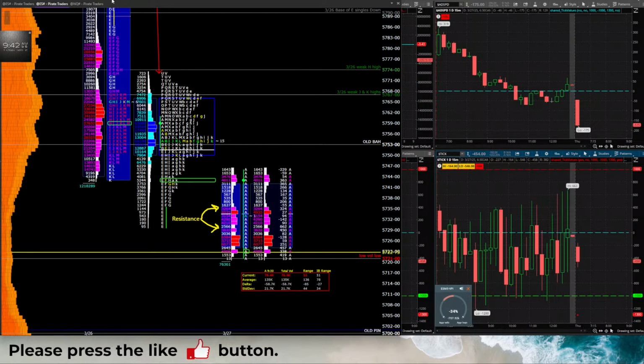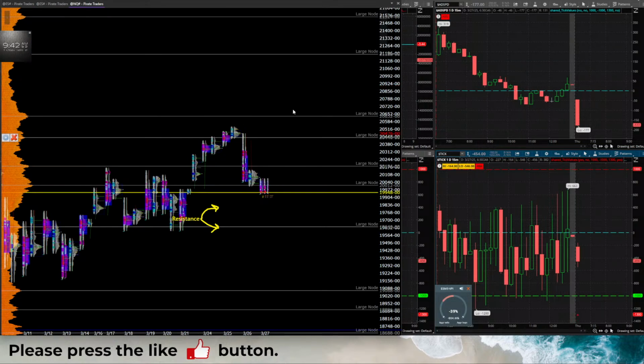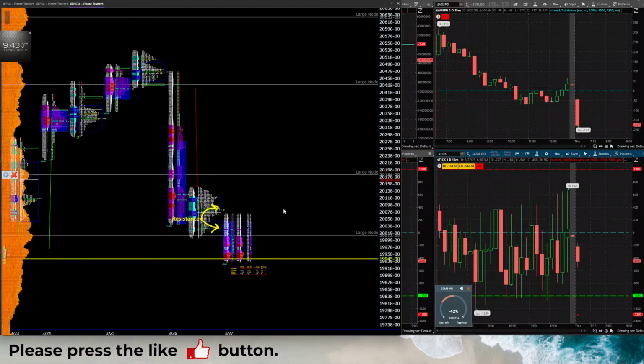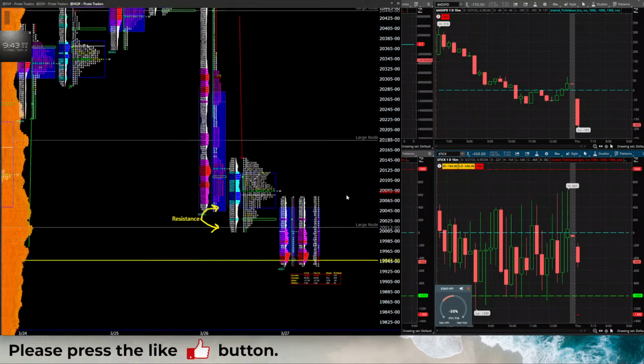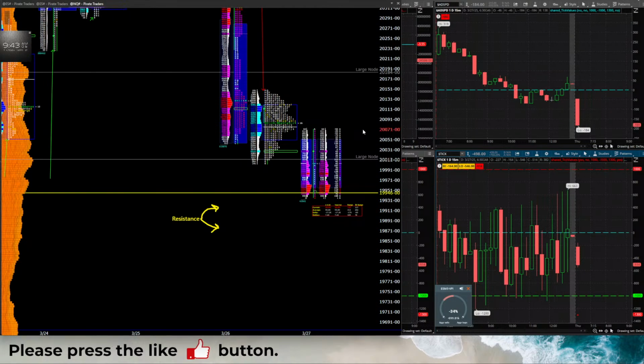Pavel says the NQ had a gap and go. Let's take a look. No, so that's... Oh, you're right. It was a gap and go. You are correct. Filled the gap, immediately sold off.